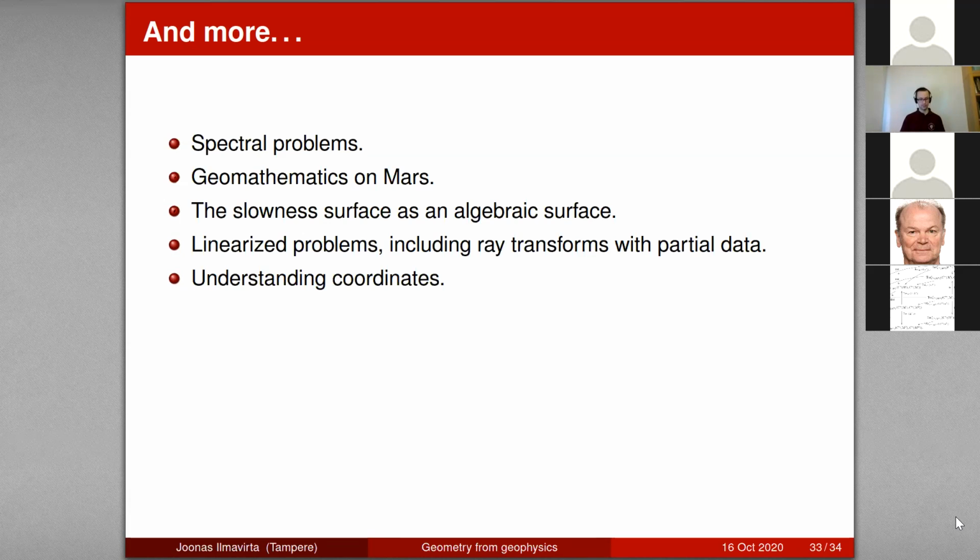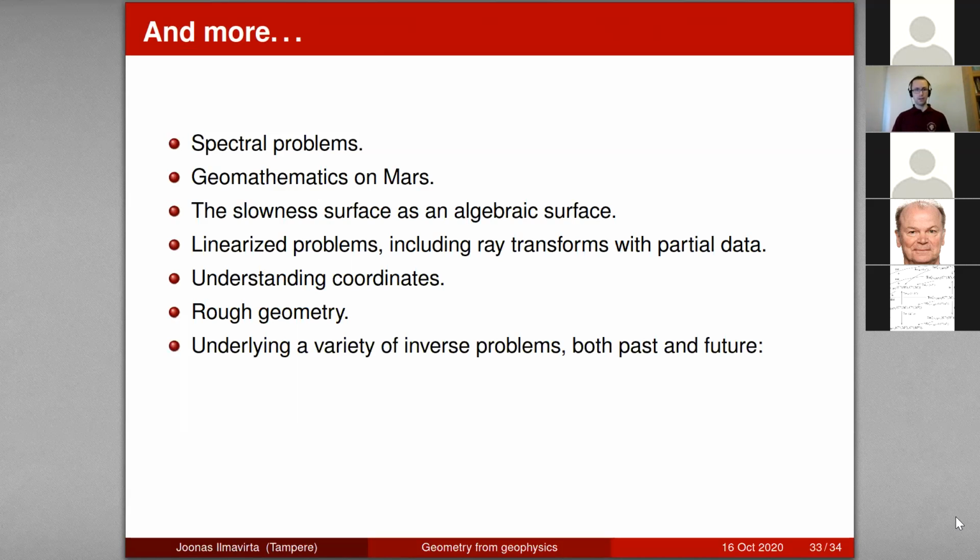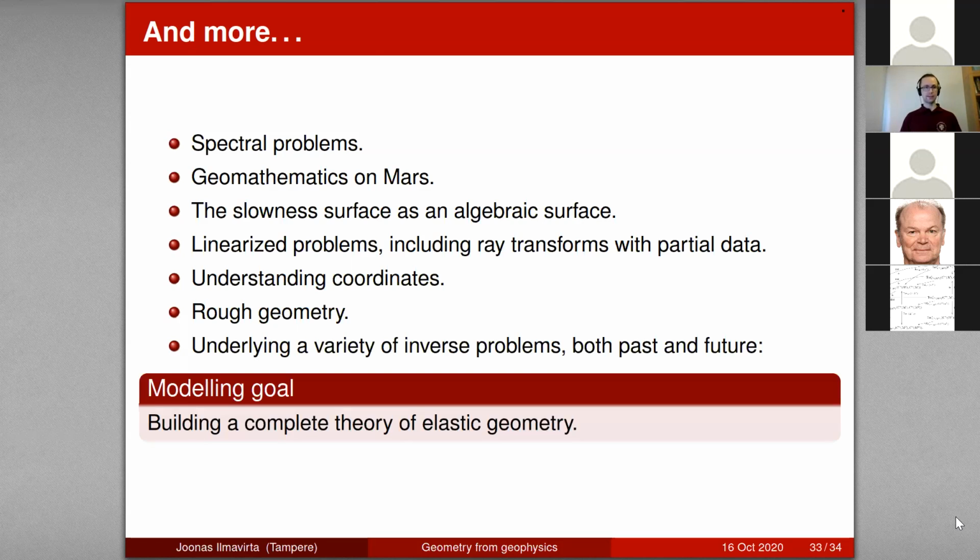Well, once you have these manifolds, you also have this freedom of coordinates, and that is something to be understood better. You can study rough geometry, so the Earth is not actually smooth, it is far from it. And underlying a lot of these problems, both past and future, is this modeling goal. I'd like to build a complete theory of elastic geometry, and I am certainly not done, but I'm well underway to building a more complete understanding of all this.